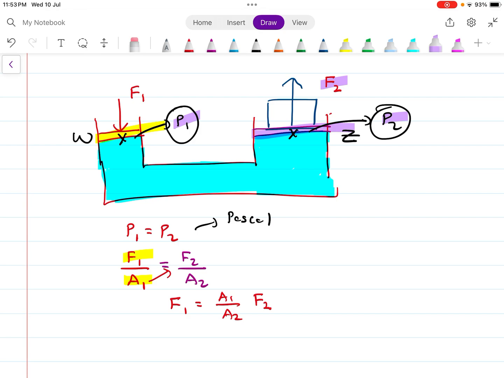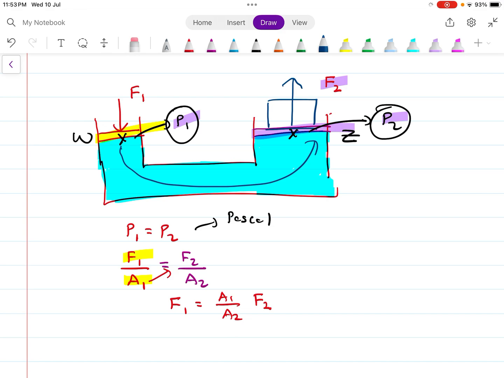Because the liquid in the hydraulic jack is incompressible, the pressure is transmitted uniformly from the left hand side to the right hand side. So we know P1 is equal to P2. The next part, we need to go back to the fundamental equation. Pressure is equal to force over area.